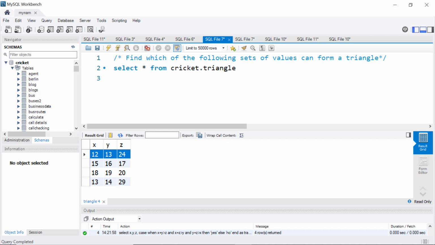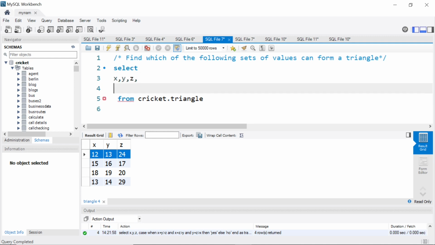Going back to our school life, we may know that to form a triangle, the sum of two sides should always be greater than the third side, right? That is the condition. So we just need to apply that to find if these can actually form sides of a triangle. So we can select the three side values, and then let's put the case condition.